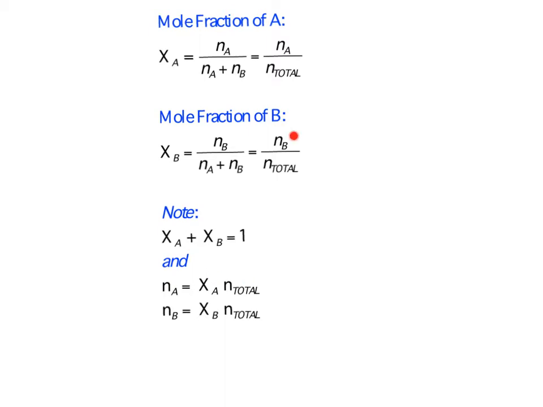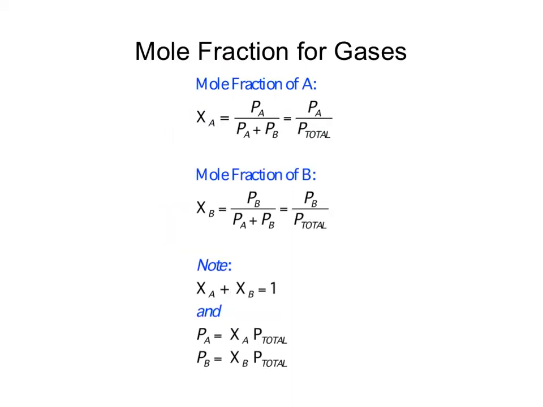Similarly for B, Nb will be equal to mole fraction times N total. And there's a group activity on this issue here. It combines a couple of different equations to use to solve a problem, and this is one of them right there. All right, now this is for moles, but you can say that moles are proportional to pressure.